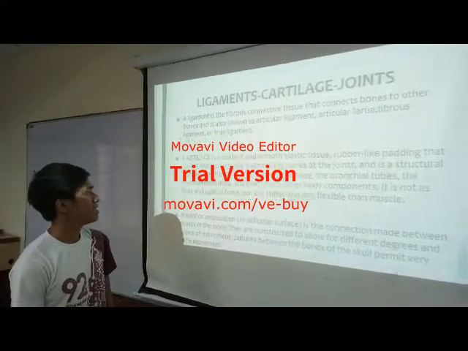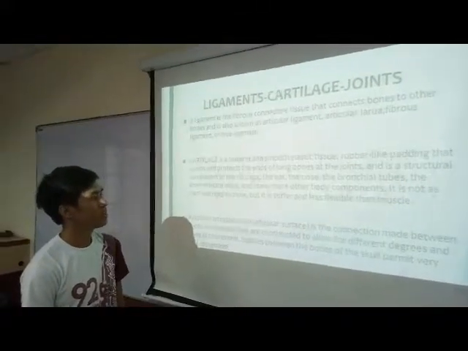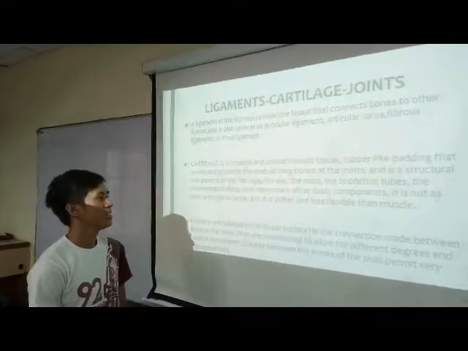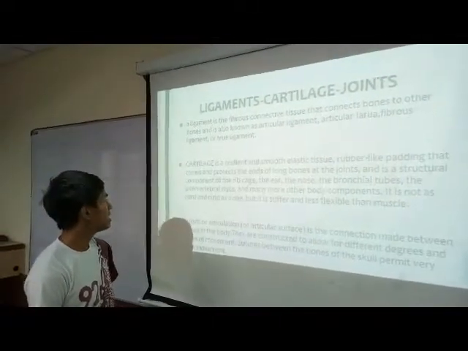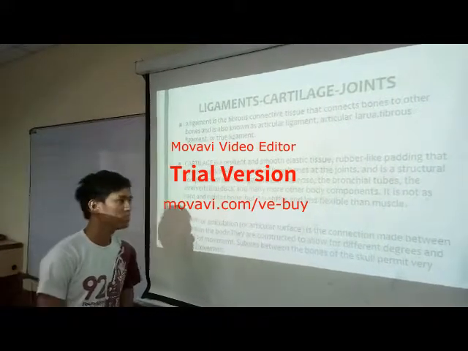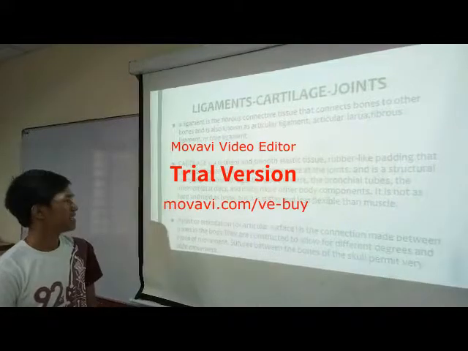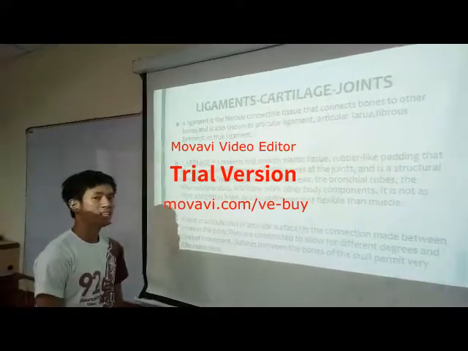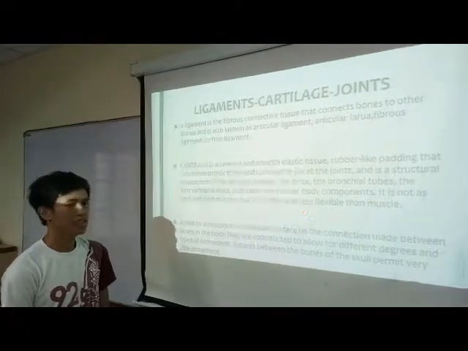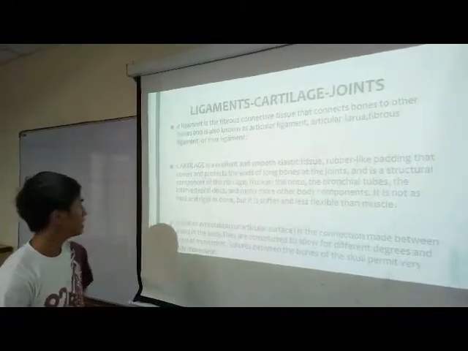Cartilage is a resilient and smooth elastic tissue, a rubber-like padding that covers and protects the ends of long bones at the joints and is a structural component of the rib cage, the ear, the nose, the bronchial tubes, the intervertebral disc, and many other parts. It is not as hard and rigid as bone, but it is stiffer and less flexible than muscle.